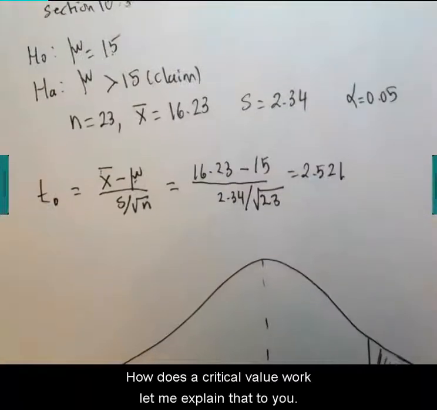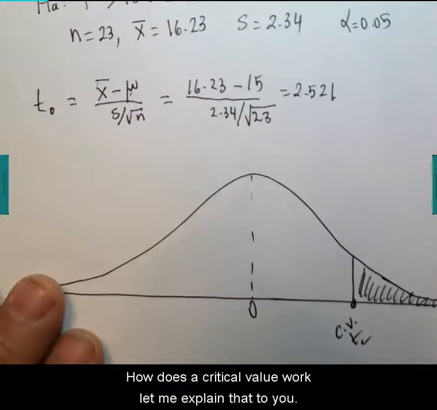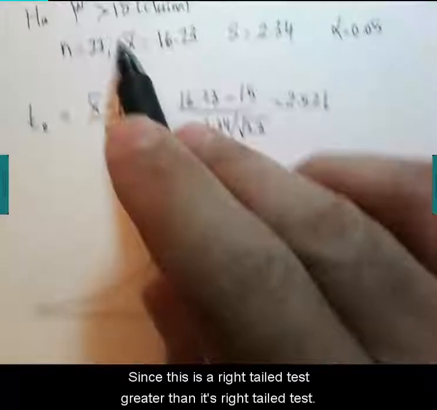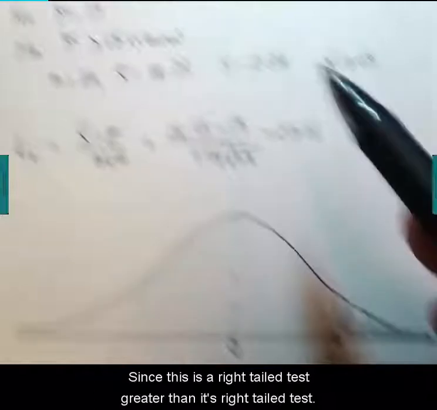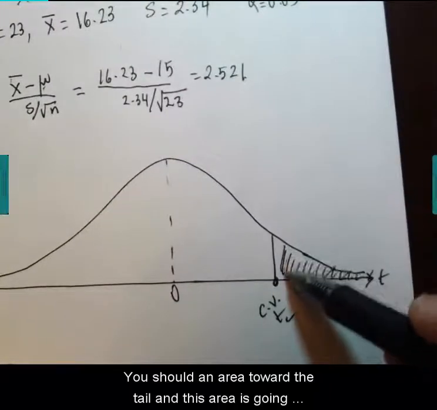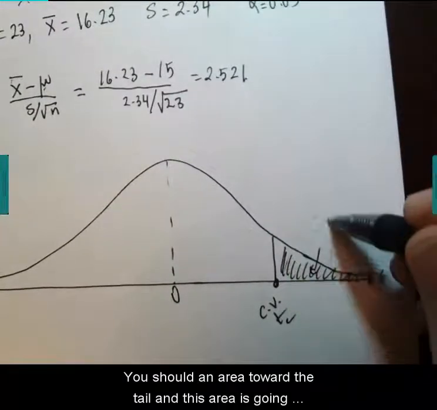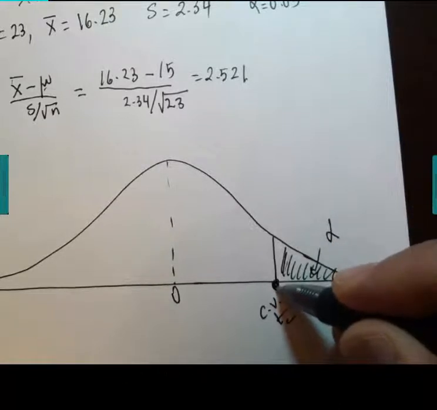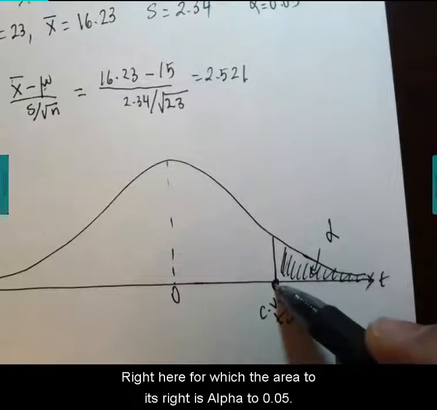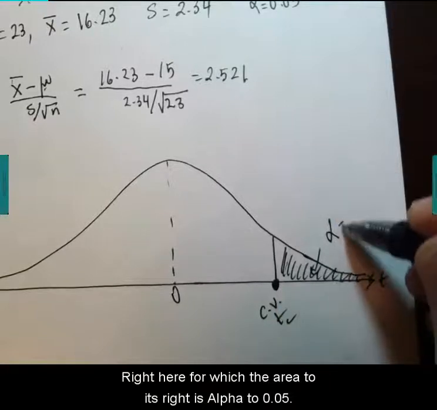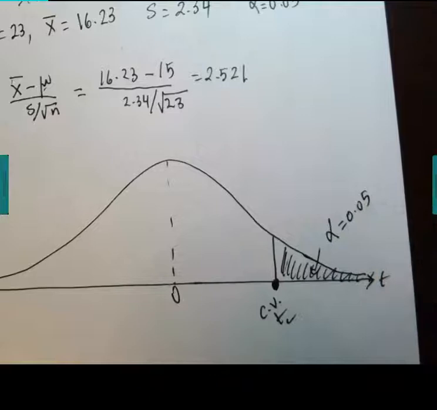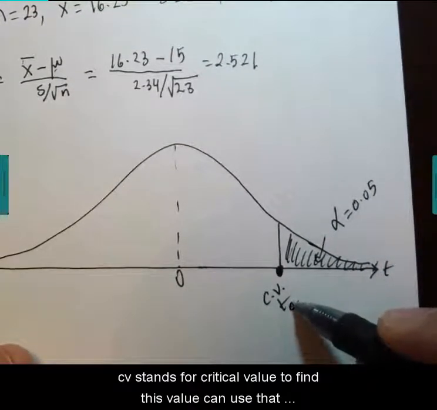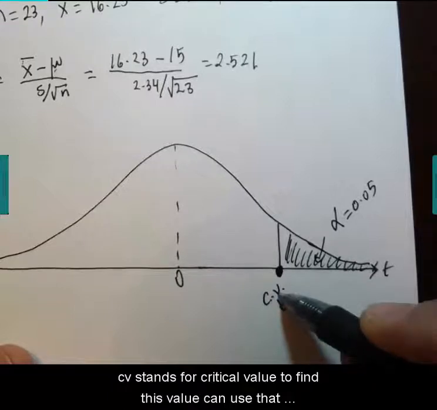Okay, how does the critical value work? Let me explain that to you. You take alpha. Since this is a greater than test, it's a right tail test. You shade an area toward the tail, and this area is going to be alpha. And what you need to know is what is this value right here, for which the area to its right is alpha, which is 0.05. Now, how do you find this one? This is tC, the critical value. C stands for critical value.